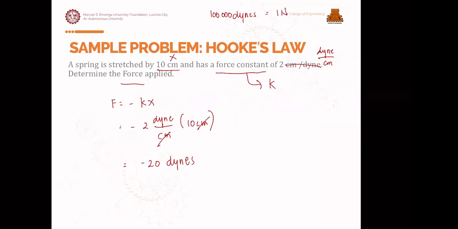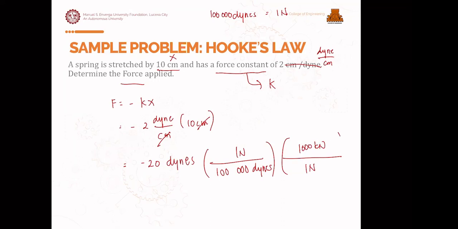Since our force should be in terms of Newton, or kilonewton, we need to convert this. So, for dynes to cancel out, it should be in the denominator, times 1 Newton. Then we try to convert our Newton into kilonewton. So, 1 Newton is 1,000 kilonewton. So, what is it? 20 times 1,000 over 100,000. So, we have negative 0.2 kilonewton.